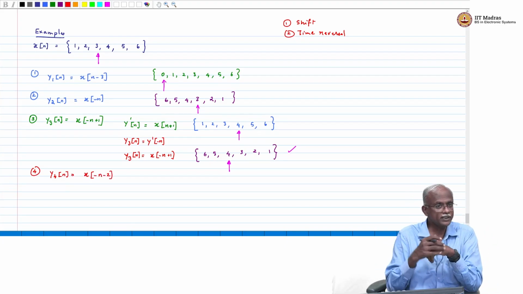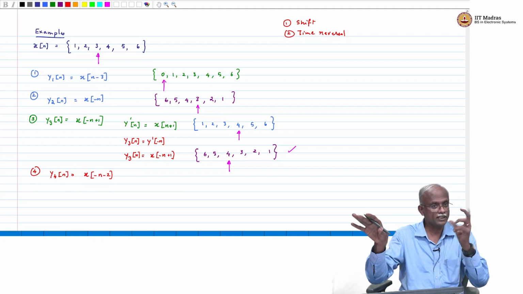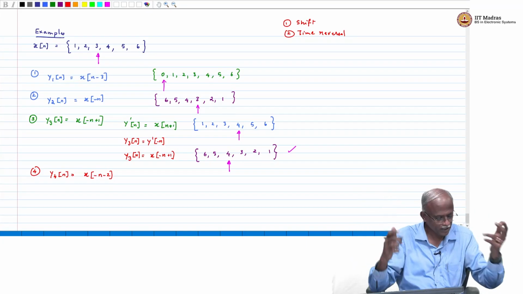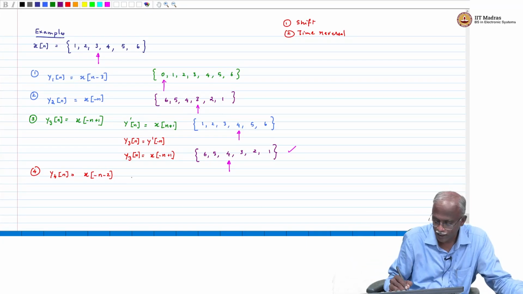What are the two operations? There is a time shift, there is a time reversal. What is the sequence we should do? Shift first, time reversal next. So let us do the same thing.